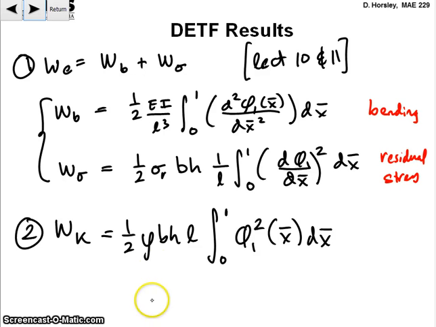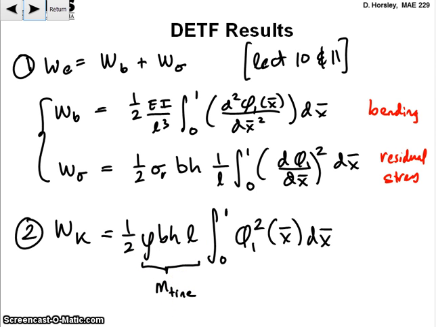Okay, so in terms of the kinetic energy, we can see that this term here, rho BHL, is rho times the volume, so this is the mass of the tine. Rho times the volume is equal to the mass.